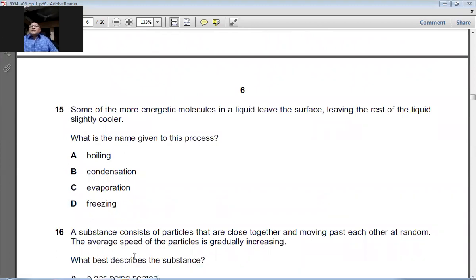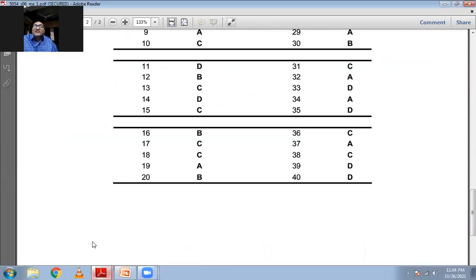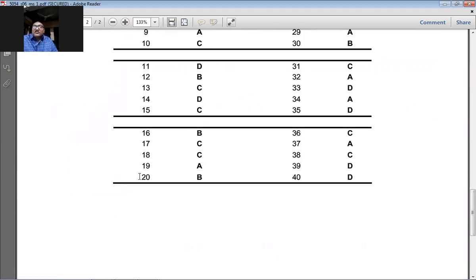So we have question number 15 coming up on your screen. It says some of the more energetic molecules in a liquid leave the surface, leaving the rest of the liquid slightly cooler. What is the name given to this process? This is the evaporation process. For question number 15, C is the choice. Let's check the marking scheme. C is the right choice, sir.